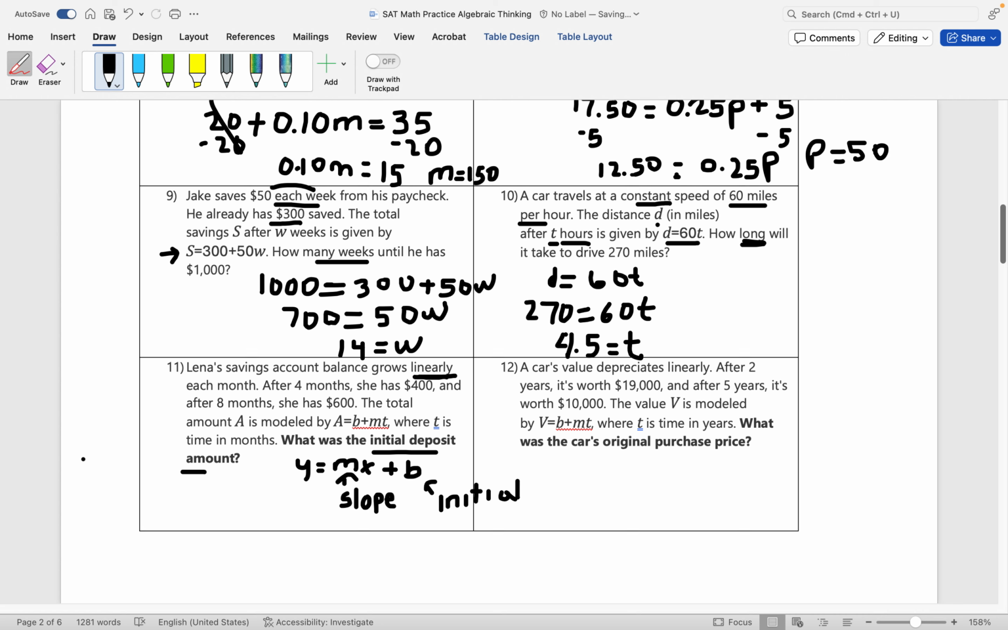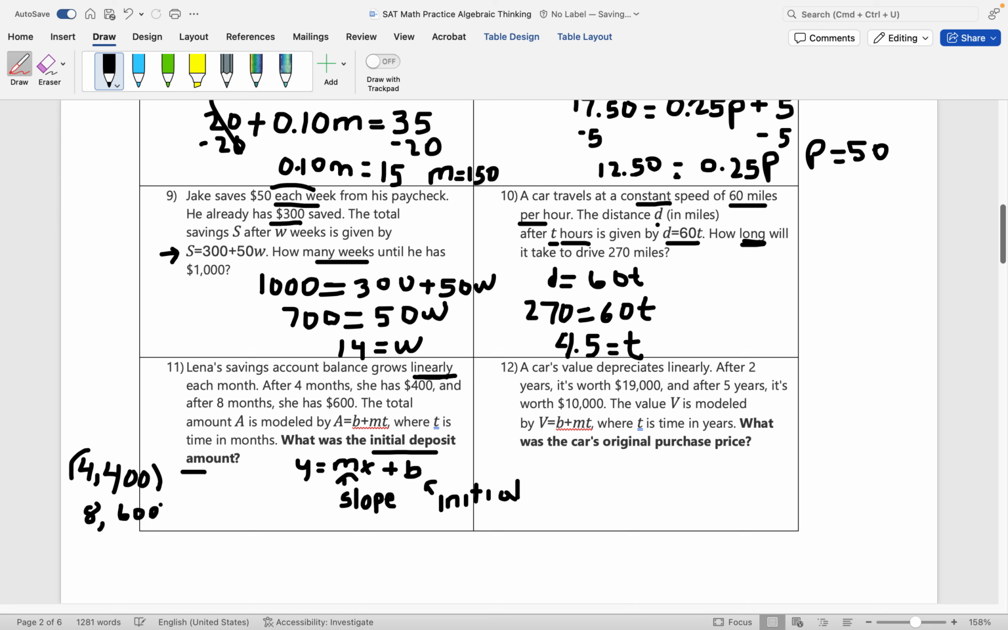So those are two ordered pairs. So we have 4 and 400. This is my first ordered pair, 4 and 400. It means 4 months, $400. My second ordered pair is 8 months, $600. Okay, so there's the two ordered pairs.